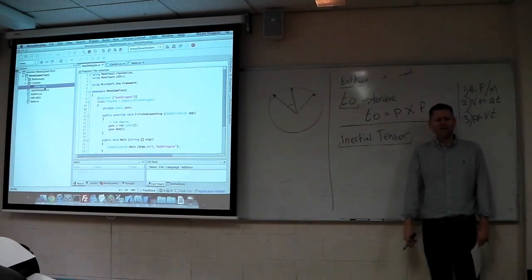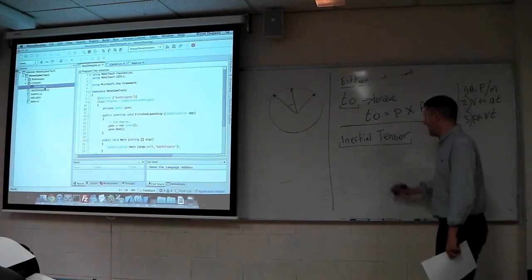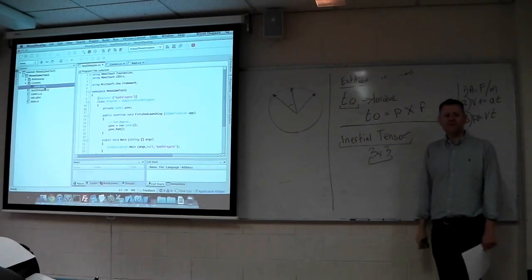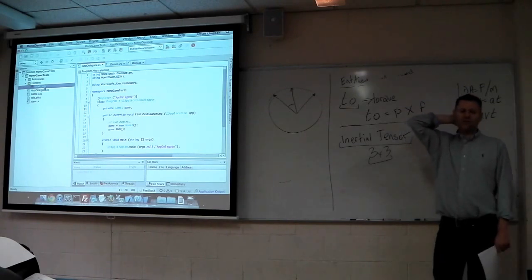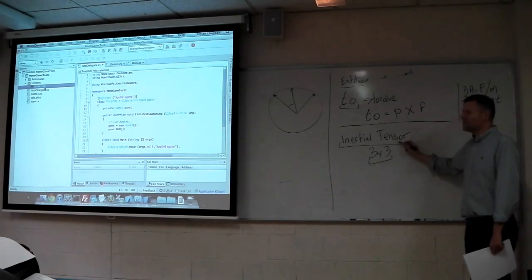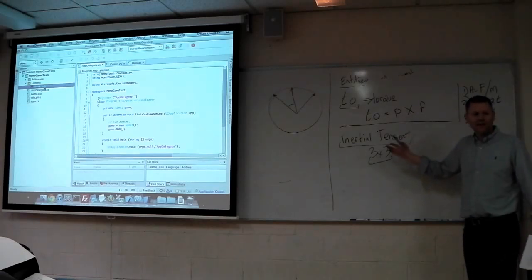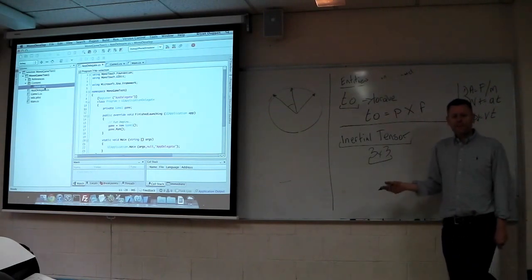What's the dimensionality of the matrix? Oh my goodness, very good. Reading ahead. It's a 3x3 matrix. The inertial tensor is a 3x3 matrix, as opposed to the world transform, which is a 4x4 matrix. All right. So what is an inertial tensor? A tensor is just a mathematical term for a matrix. I don't know why it's called the inertial tensor. It's the inertial matrix, but a tensor is just a matrix, and it's a 3x3 matrix.